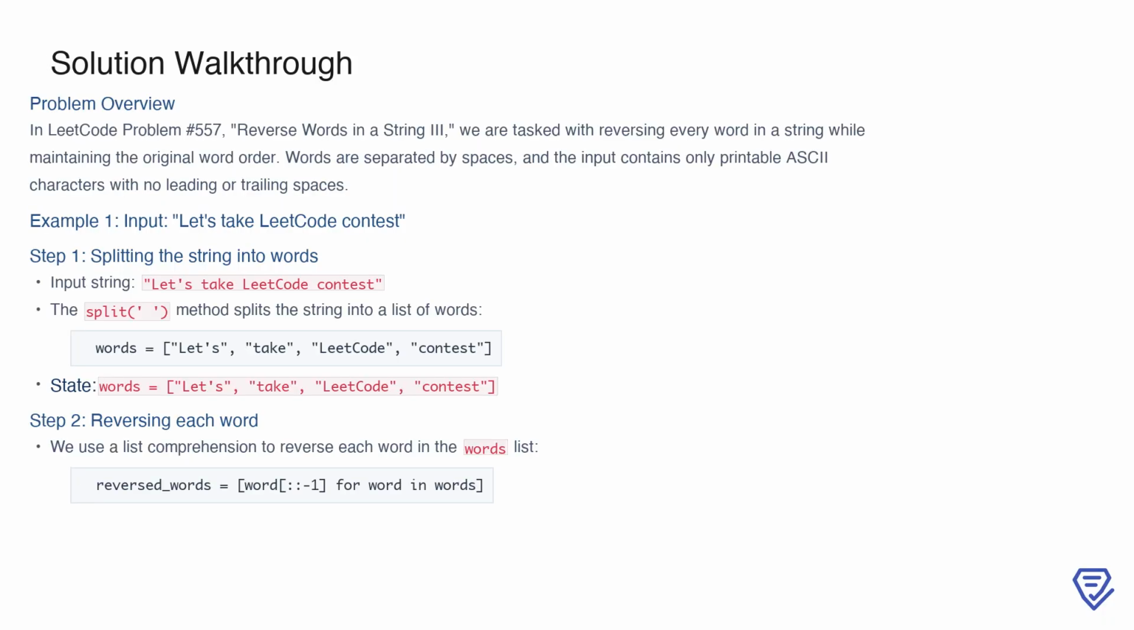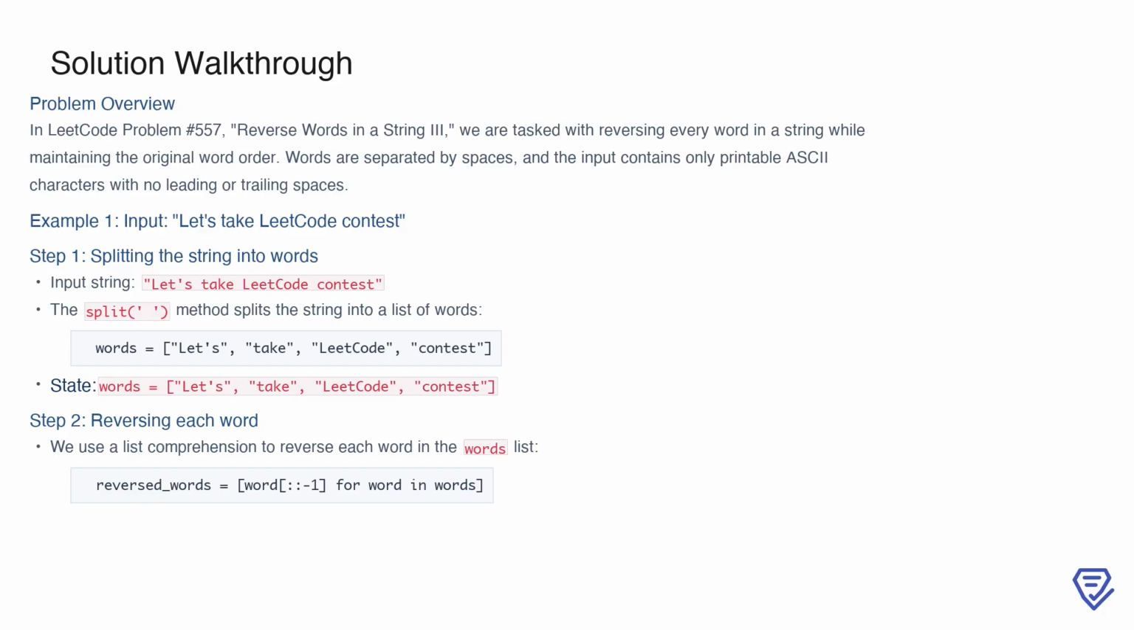In this problem, we are asked to reverse each word in a given string while preserving the order of the words themselves. For example, given the input string "Let's take LeetCode contest", our goal is to reverse each word individually but keep them in their original positions. To solve this, we start by splitting the string into a list of words using the split method. This method breaks the string into smaller parts wherever it finds a space, resulting in a list: ["Let's", "take", "LeetCode", "contest"]. Now that we have the words isolated, the next step is to reverse each word.